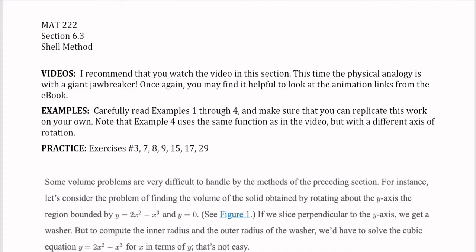Hi everyone, and welcome to section 6.3. This is on the shell method. So we're still going to be doing volumes of revolution. We're just introducing a new method that can help in certain scenarios.